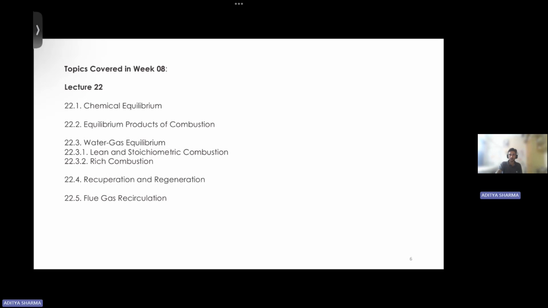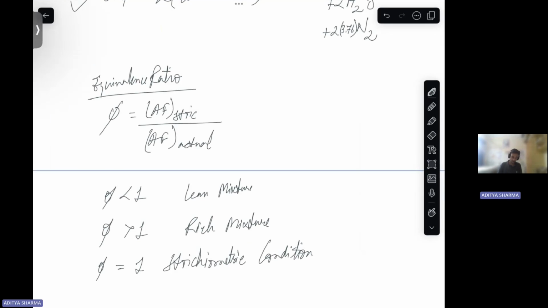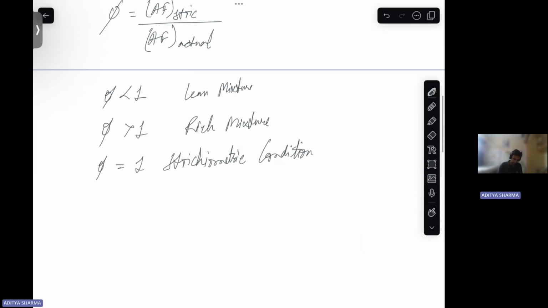Then your next topic is equilibrium products of combustion. So when both your reactants and products are in equilibrium, in that case, what the situation is of the reaction. Okay, all this discussion has been done in this particular topic. So this is your topic, equilibrium.